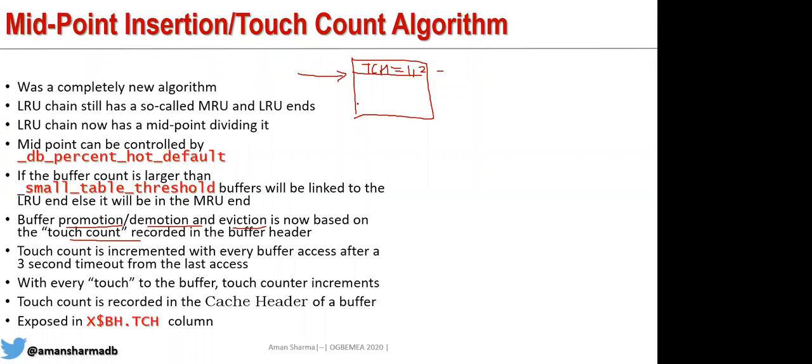Now to make this counter not increment exponentially, there is going to be a timeout which is again controlled by a parameter, and this timeout is a 3-second timeout. That means if we access the buffer now at 1 second, we should be waiting for 3 seconds, and at the fourth second access this counter will be incremented, and next will be at 7, and so on and so forth. And this counter is going to be exposed in this particular table X$BH in the column TCH.